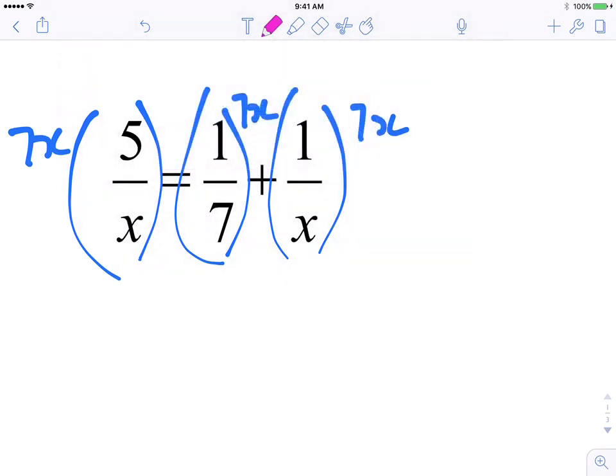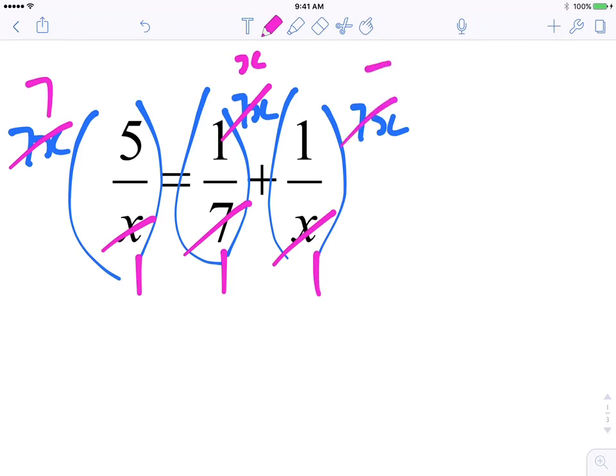And when we multiply 7x times 5 over x, we can cross reduce. We have x divided by x is 1, and 7x divided by x is 7. 7 divided by 7 is 1, and 7x divided by 7 is just x. That may be confusing for you, but hopefully by this point you've mastered this skill.